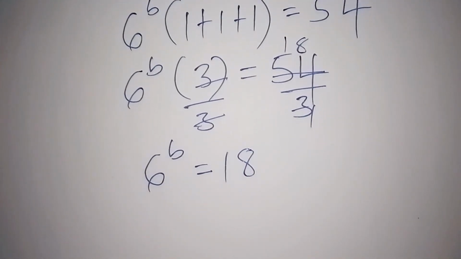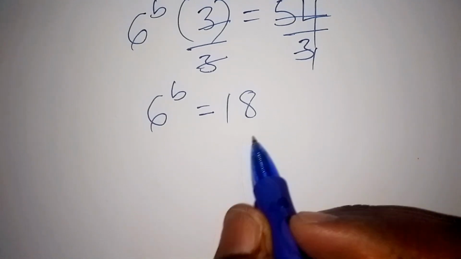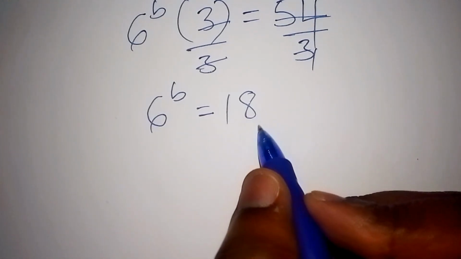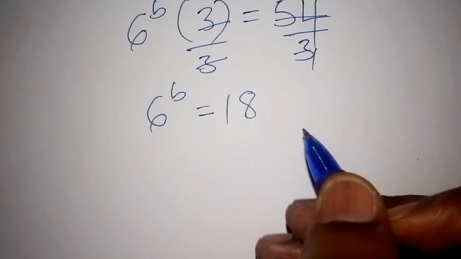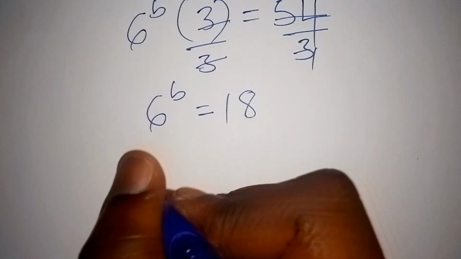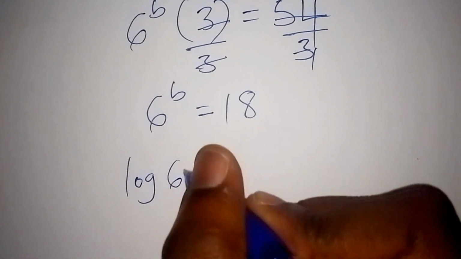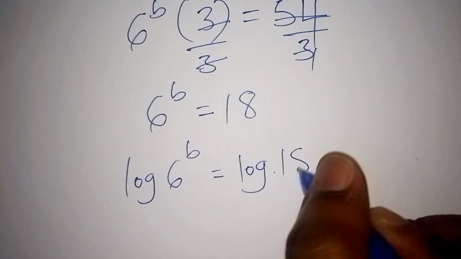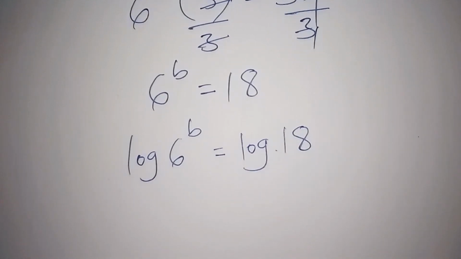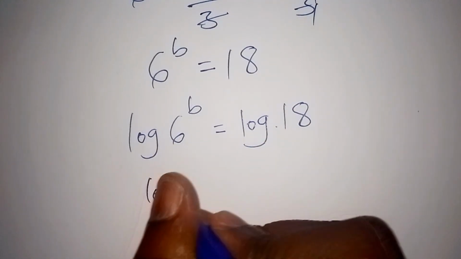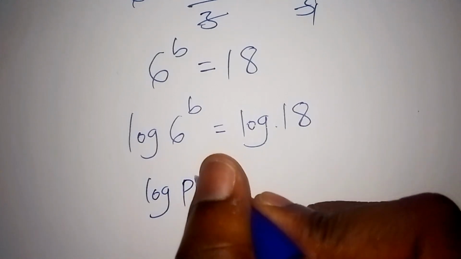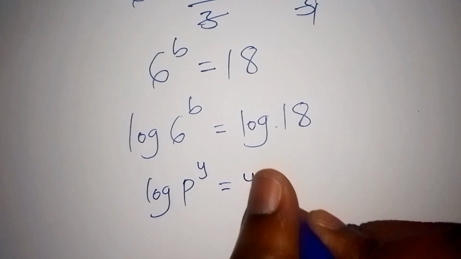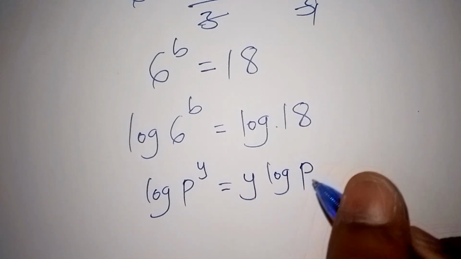So at this juncture, it is impossible for us to express 18 as a base and an index. So let's now introduce the log. So now we shall have the log of 6 to the power of b is equal to the log of 18. So assuming we have a number like the log of p to the power of y, in this case we shall have y times the log of p.